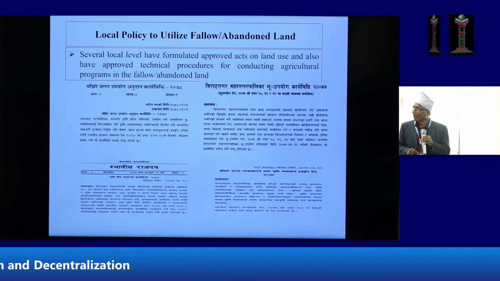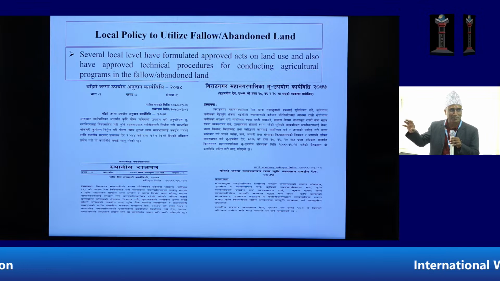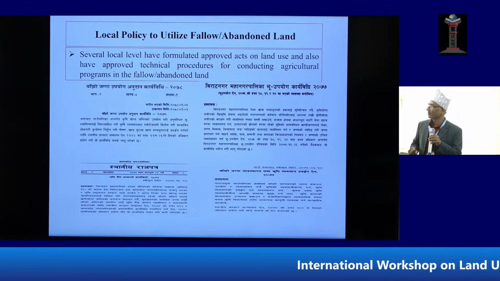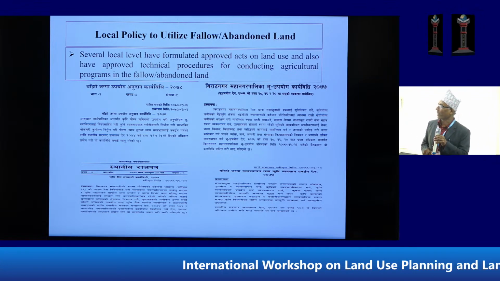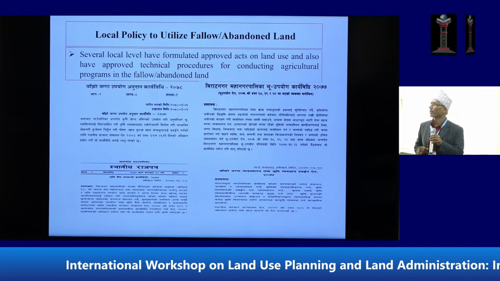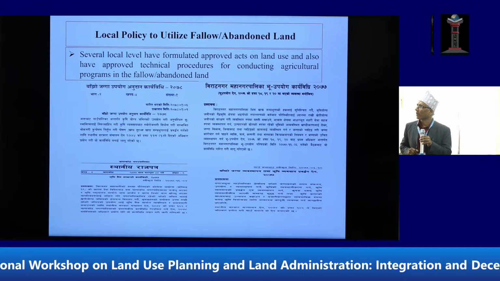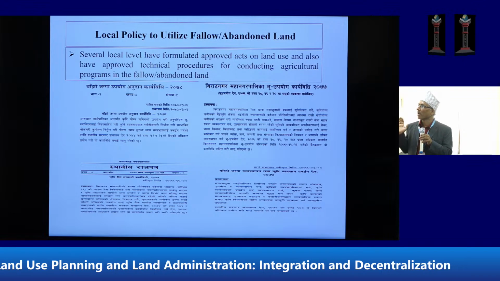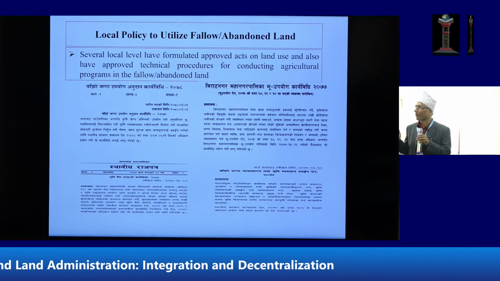And there are some local level policies. I have collected different policies from different sources. You can visualize here. Local policies to utilize the fallow abandoned land. Several local levels have formulated and approved acts on land use and have also approved technical procedures for conducting agricultural programs in the fallow abandoned land.